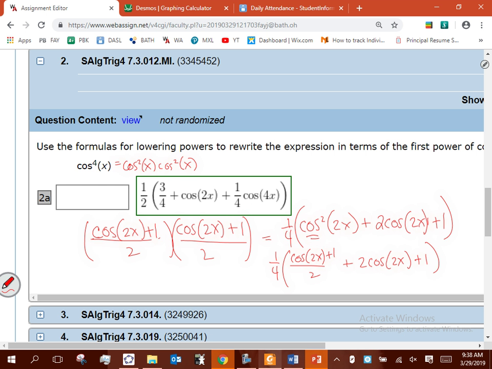Say again? Because that's the cosine power reducing formula: the cosine of 2x plus 1, over 2. That is the same thing as cosine squared x. So it's just got to be over 2.